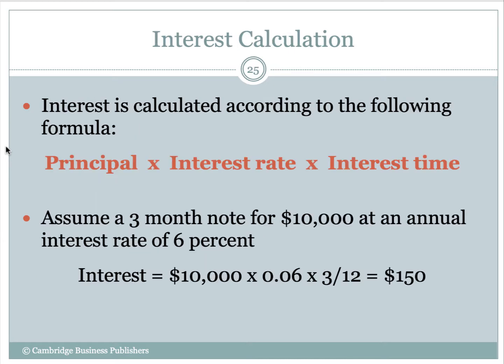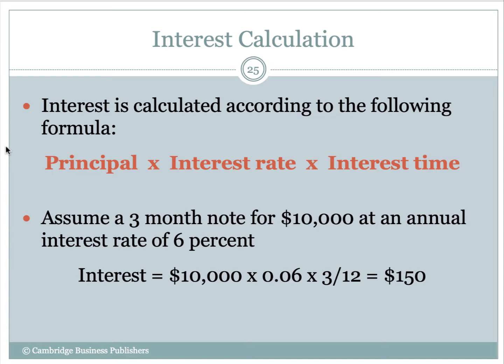So how do we calculate interest? Well, it's very simple. We take the principal times the interest rate times the interest time. Now, keep in mind that interest rates are stated on an annual basis. These notes are going to be longer than 30 to 60 days, so that means we're going to have to break down our interest rate for the time period. What do we mean by that? Well, let's look at an example.